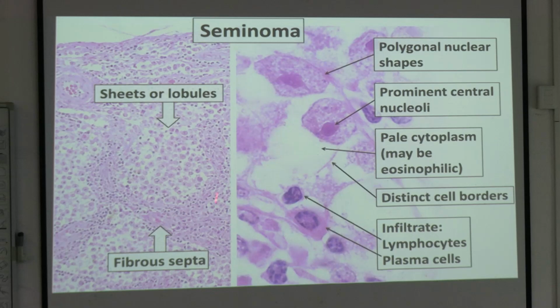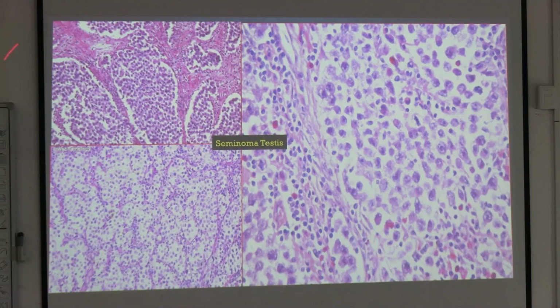So this is septa formation. Cells are polygonal to round, with prominent centrally placed nuclei, may have one to two nucleoli, clear to eosinophilic cytoplasm that is PAS positive, and lymphocyte infiltration in the stroma. So you have to write down or draw in the examination according to the marks they ask. Same thing, this is a lobulated pattern separated by fibrous septa with lymphocyte infiltration.